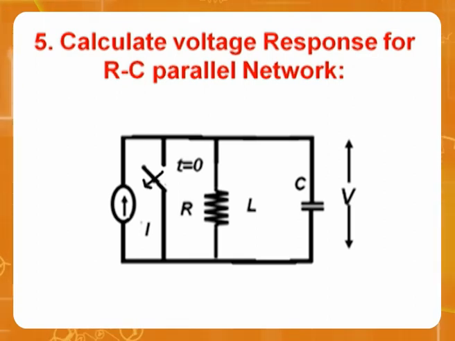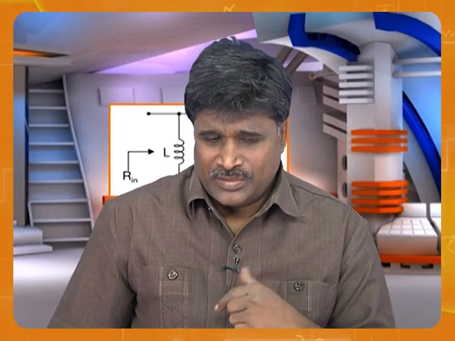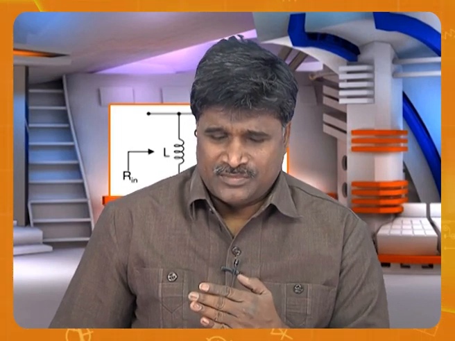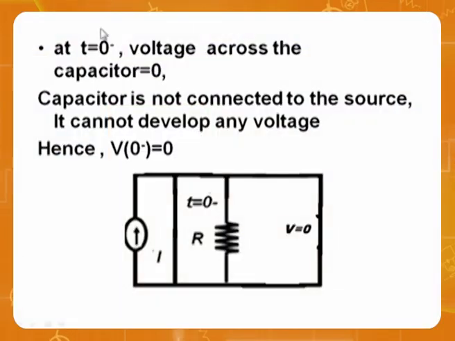The fifth problem is basically the same idea, but instead of RL, I will be using RC. Every time, 3 steps: t0 minus, t0 plus, and in general. See there, I took t0 minus. What was the status of the switch? Short circuit. If the switch is shorted, current is going through it and nothing comes here.